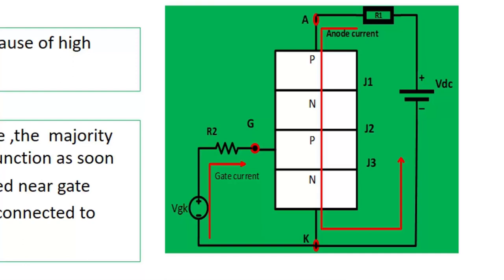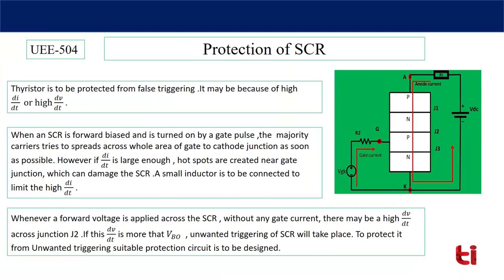Then you can say the hot spot created near the gate junction damages the SCR. In some cases, because of this hot spot, a small hole is developed across the SCR. Then you can understand that your thyristor is damaged and you have to go to the market to buy a new one. So this dI/dt protection is needed. So two kinds of protection are basically required, dI/dt and dV/dt protection. Thyristor is to be protected from false triggering. It may be because of high dI/dt or high dV/dt.